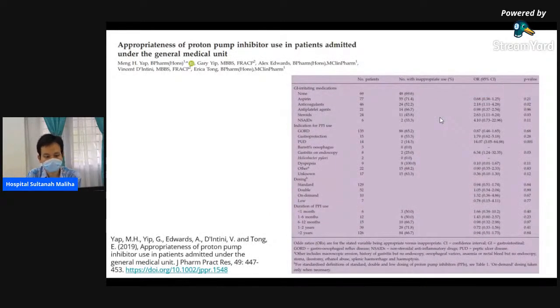Yep, another international study. I think this is from Singapore, if I'm not mistaken. Yes, another recent study. You can see the proportion of inappropriate use was quite high, as far as I can see.